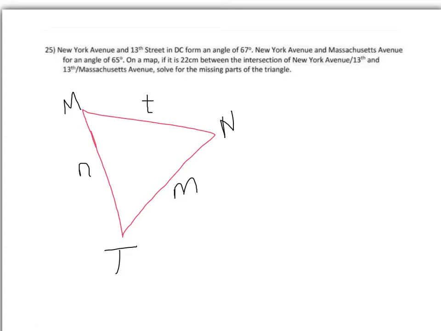So New York Avenue and 13th Street form a 67-degree angle. And New York and Massachusetts form an angle of 65 degrees. So if I have 67 and 65 degrees, that means my missing angle right here is 48 degrees because I add and subtract from 180. So I can say that angle N is equal to 48 degrees.